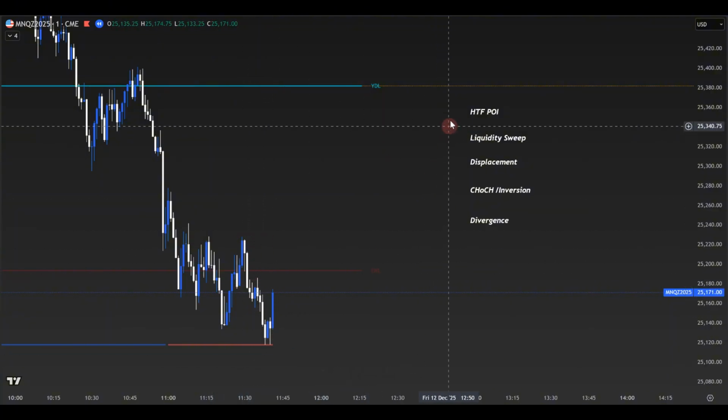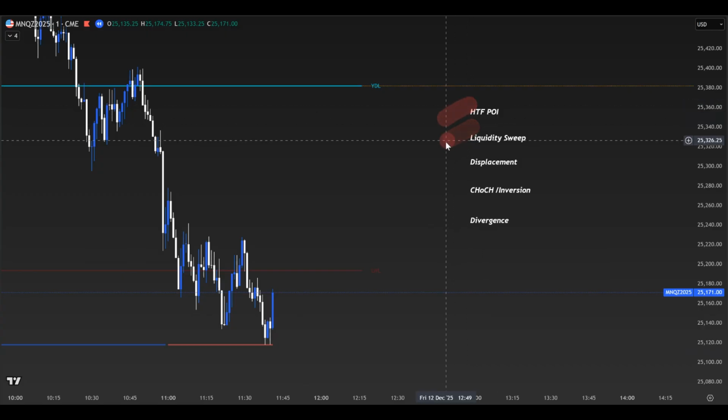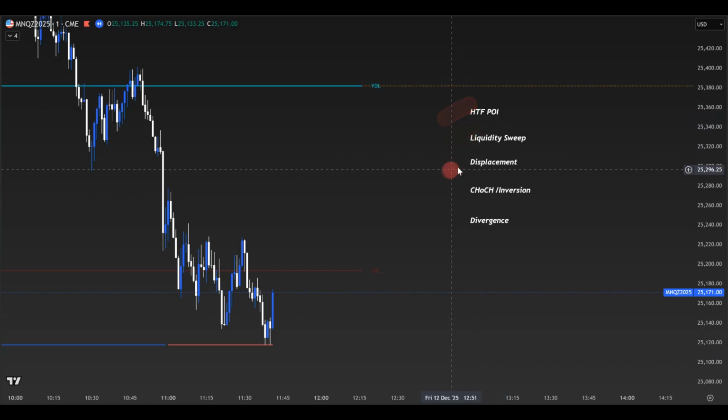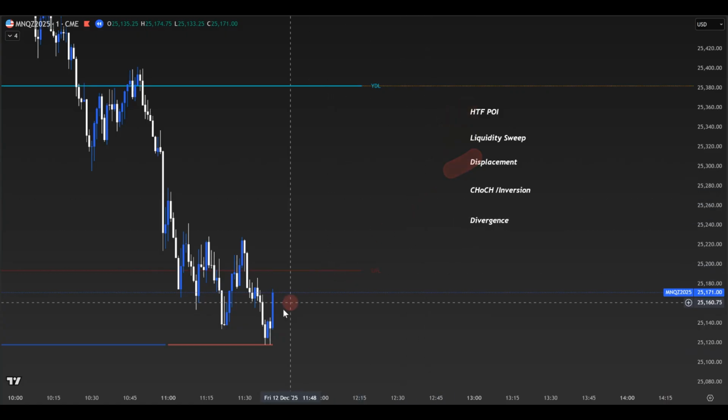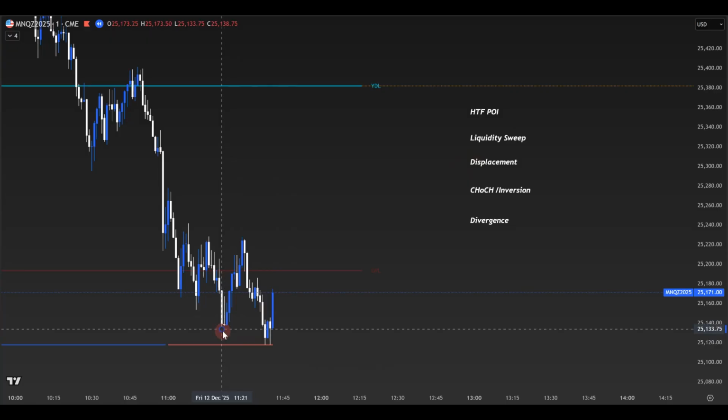We've got their sweep, and the second step, right, is taken care of. So we got higher time frame point of interest, liquidity sweep. Now we're looking for step 3, which is our displacement. So you can see here, after price sweeps this low, we get a very strong push to the upside here with an inversion and a change of character, right? So change of character, all of the down close candles here traded back to the upside.